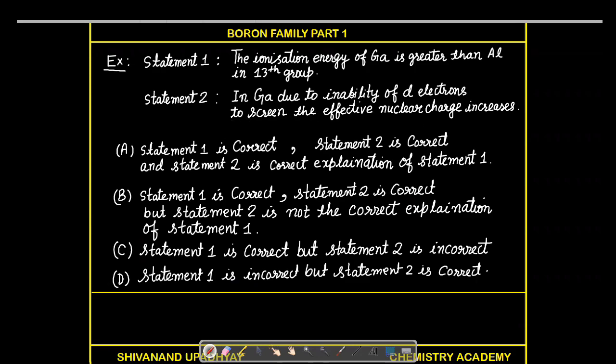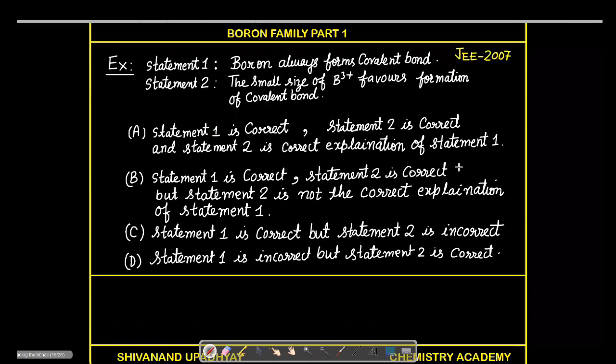So the first statement is true and the second statement is also true, and the second statement is the correct explanation. Because of this, the ionization energy of gallium is greater than that of aluminium. So keeping that in mind, we can say that A will be the answer. Statement 1 is correct, statement 2 is correct, and statement 2 is the correct explanation of statement 1.